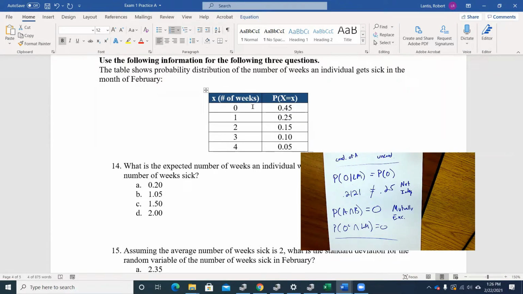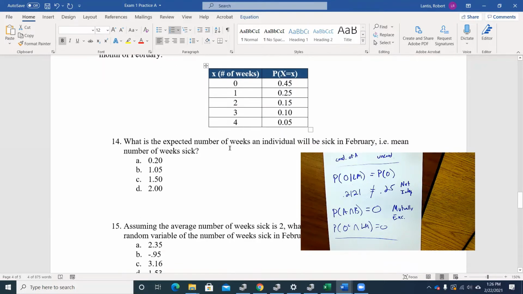Was I sick in the first week? Was I sick in the second week, third, right? So the number of weeks I could have been sick during February: 0, I could have been sick in 1 of those weeks, 2 of those weeks, 3 of those weeks, or all 4, right? Hopefully not the latter.